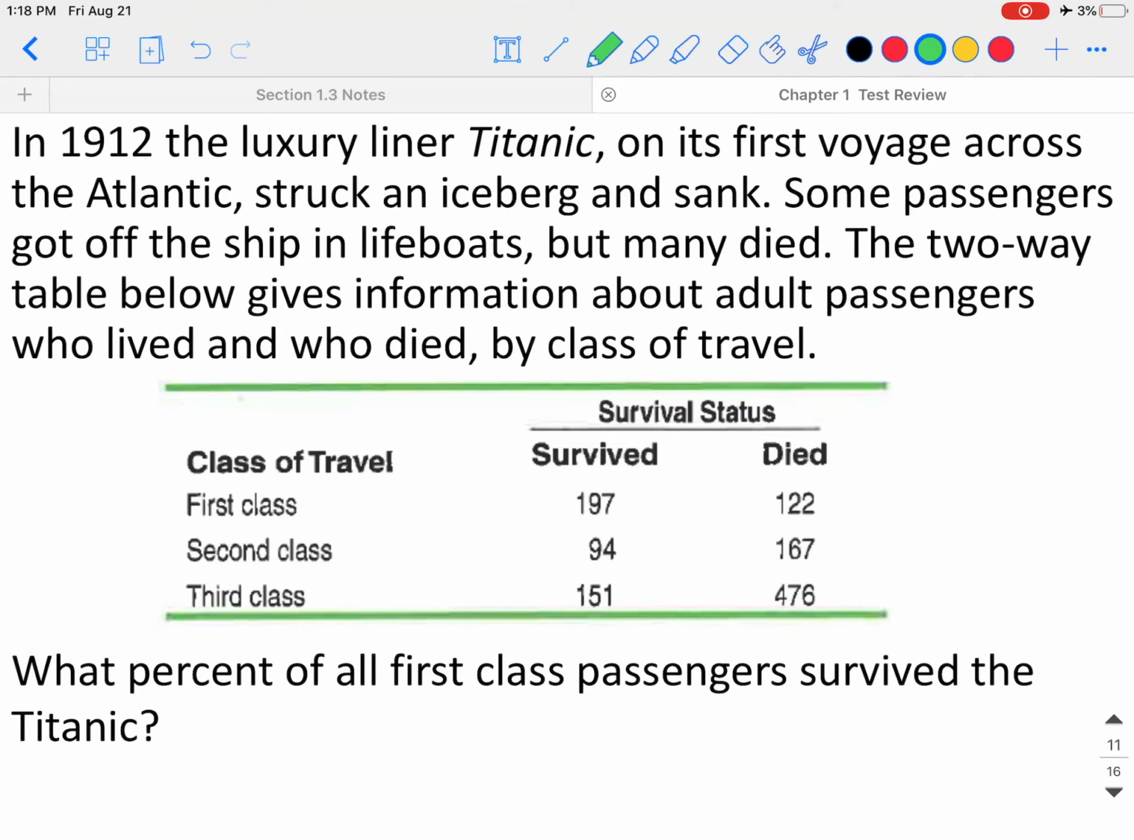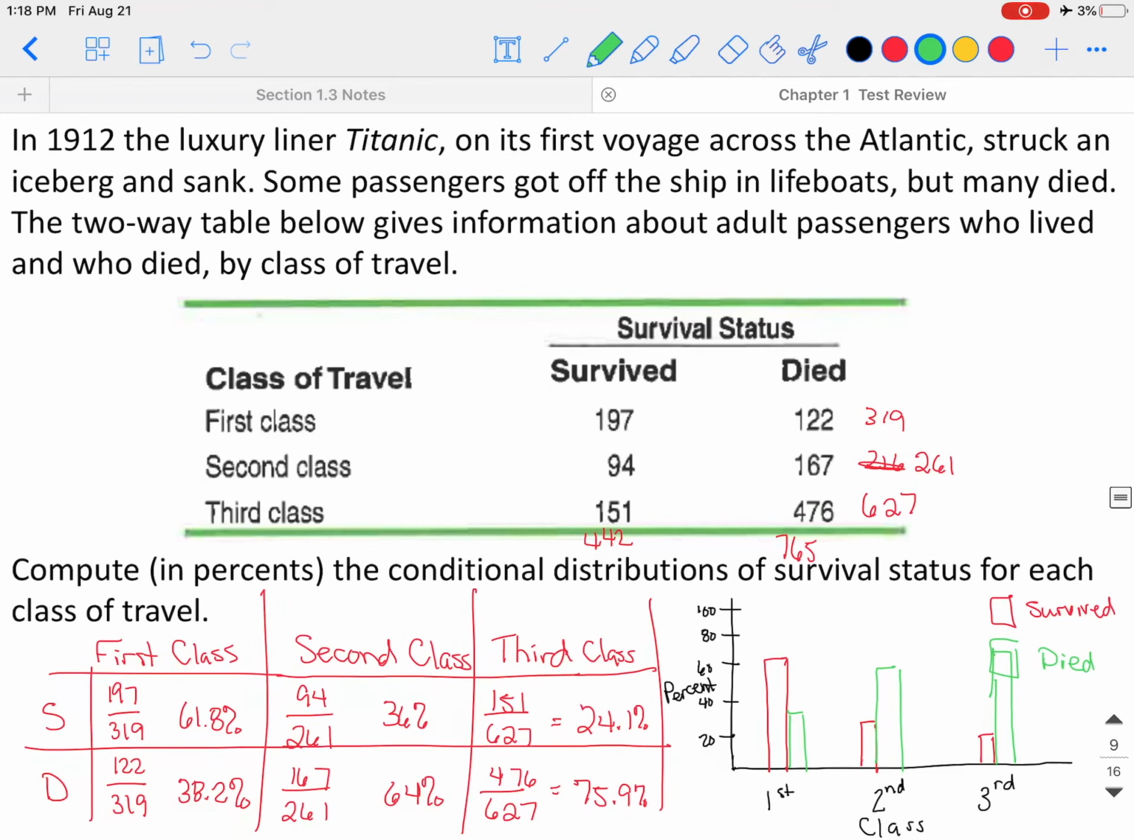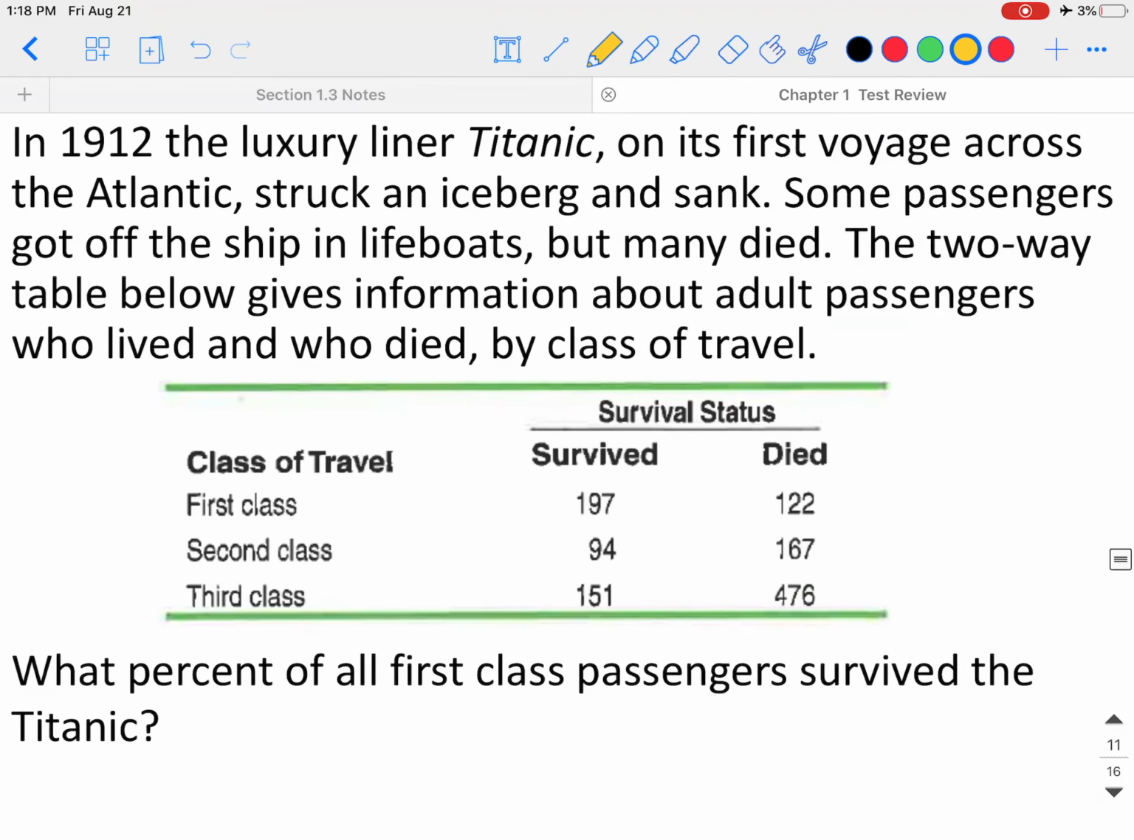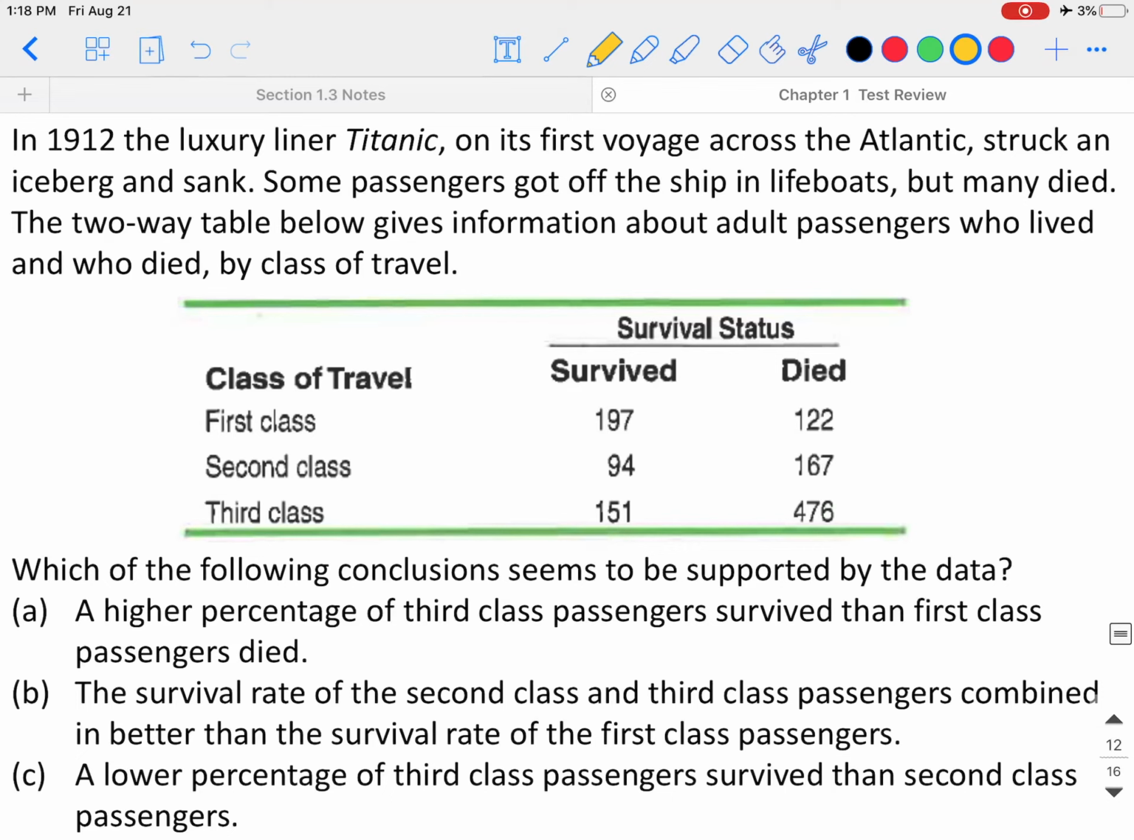What percent of all first class passengers survived the Titanic? So if we go back and look at our table, we can easily see that of just the first class passengers, 61.8% survived the Titanic.